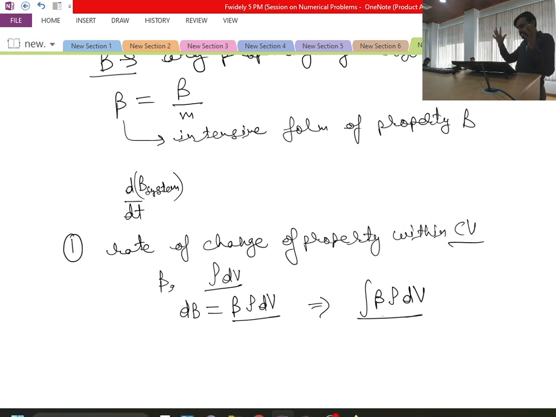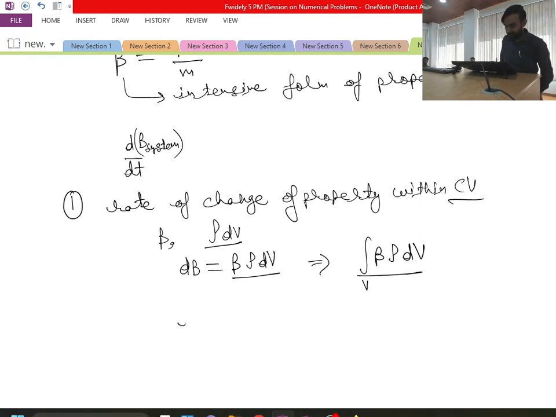If I do the integration, that will tell me the total amount of property, and this integral is over the volume, so I should write V in the limits of integration. Now I am talking about the rate of change of property. The rate of change of property within the control volume I can write as d by dt of the integral over the volume of beta rho dV. Is this point clear?